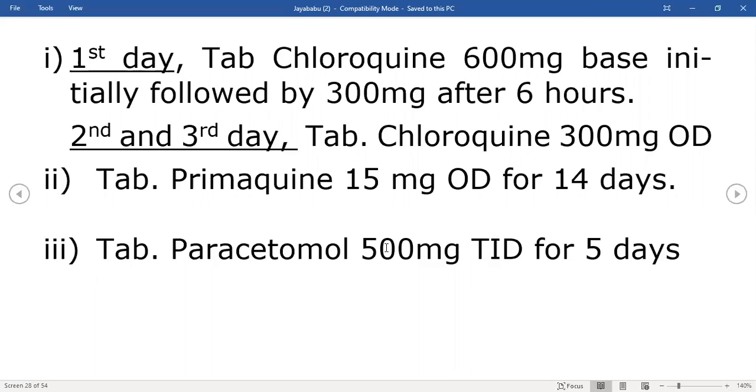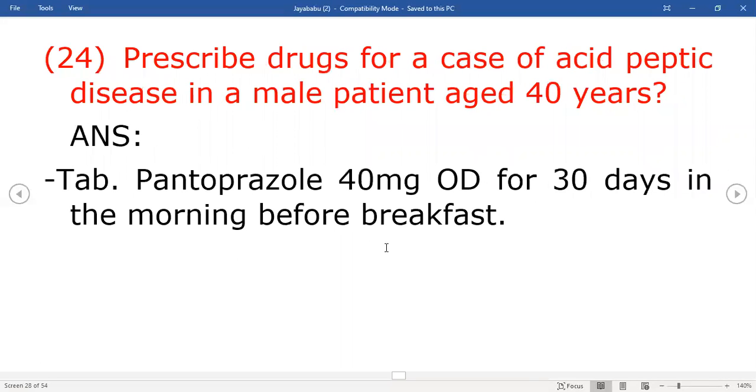The first day, tablet chloroquine 600 mg base, initially followed by 300 mg after 6 hours. Second and third day, tablet chloroquine 300 mg OD, tablet primaquine 15 mg OD for 14 days, tablet paracetamol 500 mg TDS for 5 days.